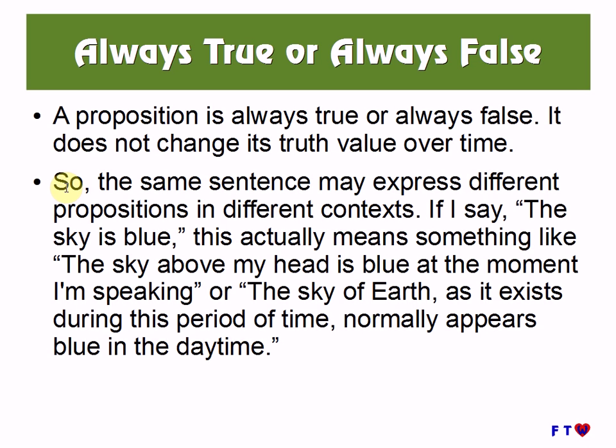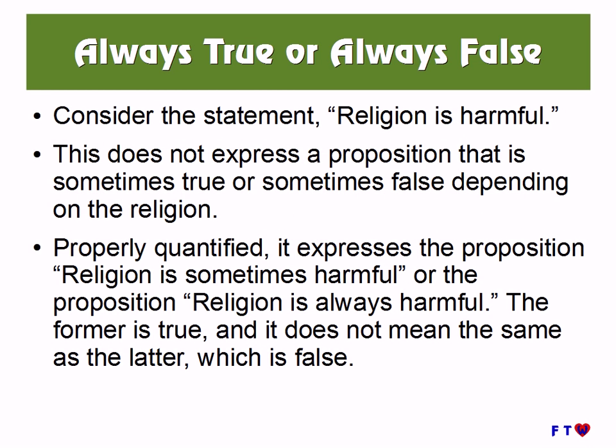I should say, the sky of Earth as it exists during this period of time normally appears blue. So I may be saying something like one of these. The idea here is that the context informs what we're actually saying. There are various qualifications on what we're saying that are given to us by the context that we're speaking in, but we don't always say what those qualifications are.